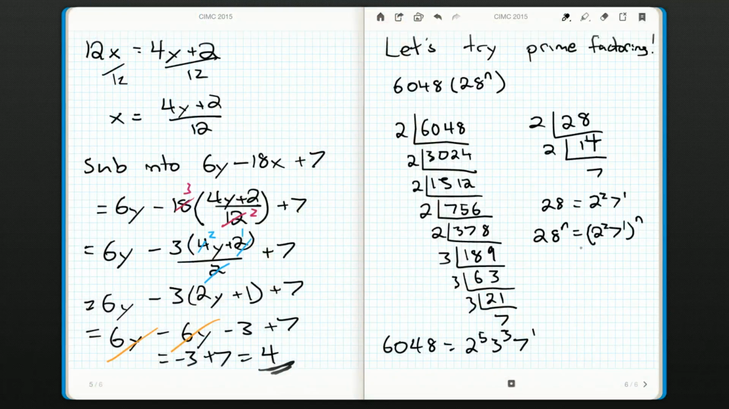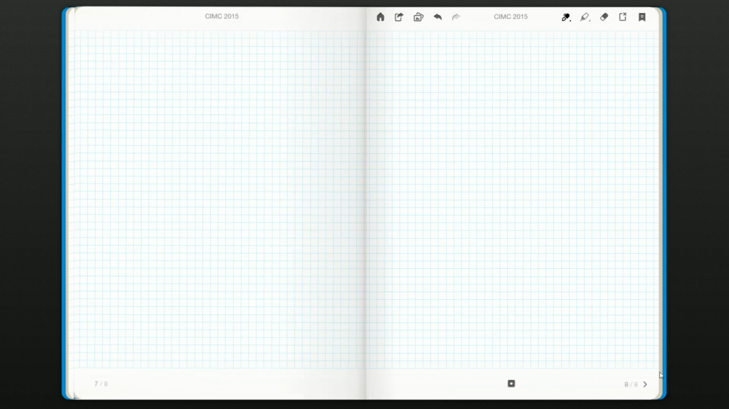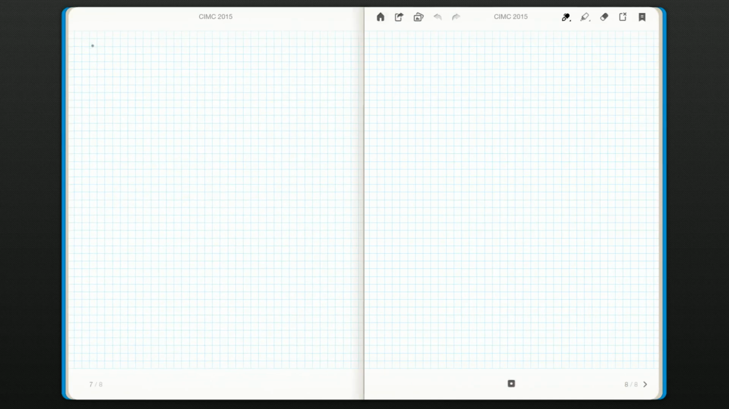Well, I can break this up into 2 to the 2 to the n, because remember, exponents break over multiplication. And then when I do some power to another power, I can multiply these. So that's 2 to the 2n times 7 to the 1 times n, which is 7 to the n. So if I combine these, I have a prime factorization of the number that I want to ensure is a perfect cube.